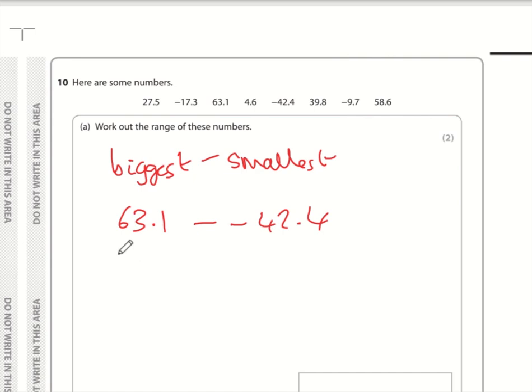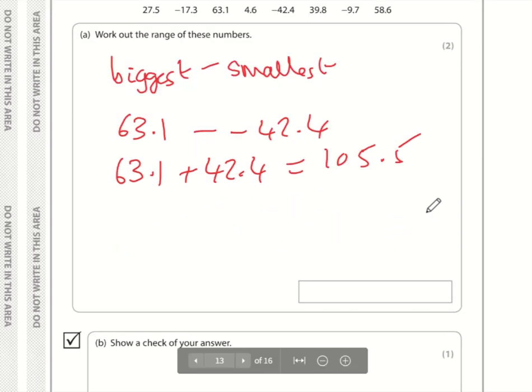And remember that a minus immediately followed by a minus is the same as a plus. So the range is 63.1 plus 42.4, and that is a range of 105.5.